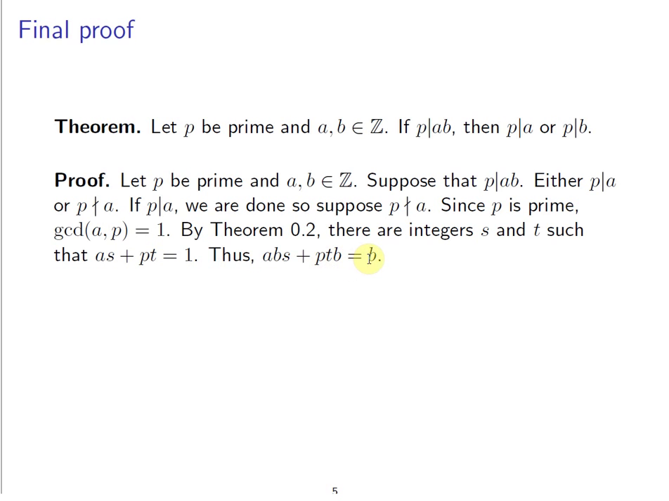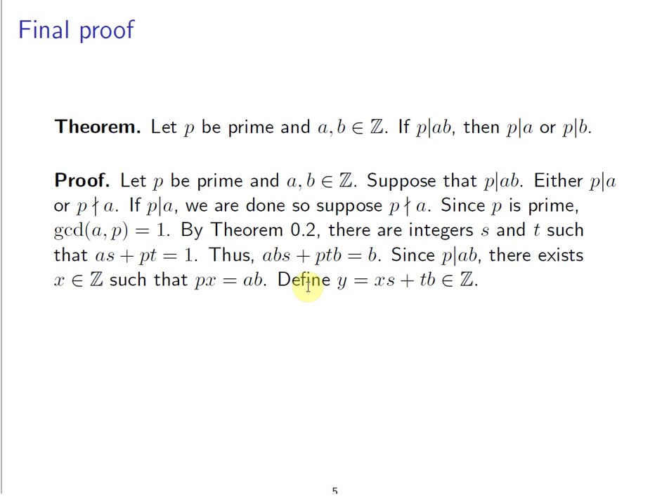We can multiply both sides by B, and I didn't even explain it that way. I just said thus. The reader can really figure out that you've multiplied by B on both sides. Since P divides AB, that's from up here, we haven't used this yet, at least in this paragraph proof. Since P divides AB, there exists x in Z such that Px equals AB. Define, or you can use the word let, let y equal xs plus tb.